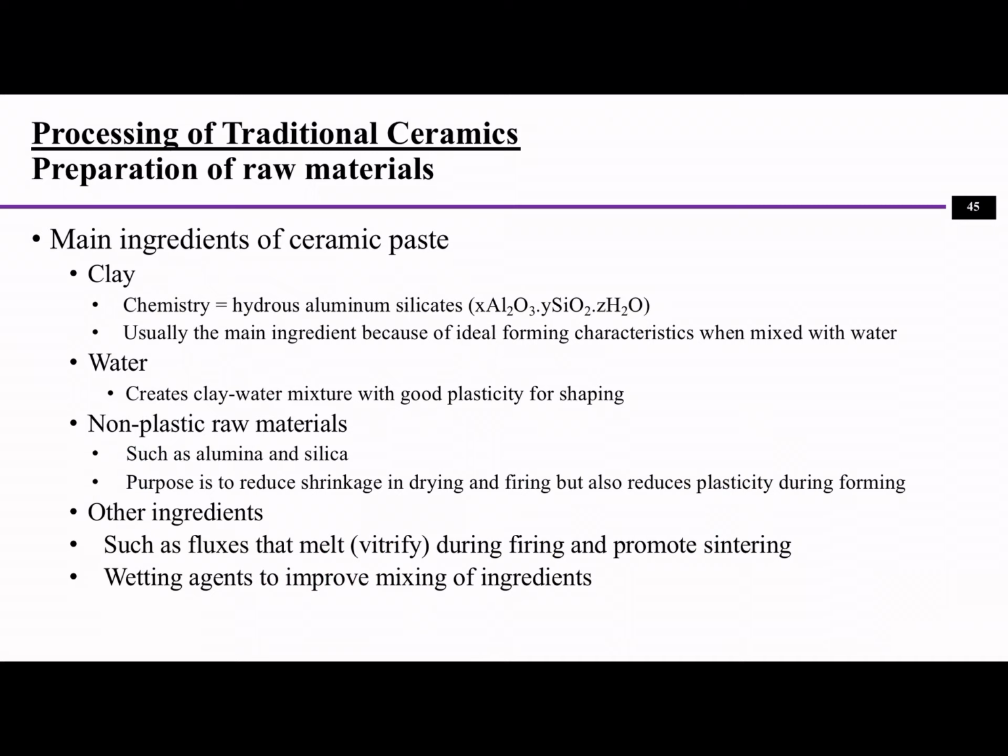For the clay, you can see this chemical formula. Usually that's hydrous aluminum silicate, and also some non-plastic raw materials. It can be alumina or silica. The purpose of adding non-plastic raw material is to reduce the shrinkage in drying and firing, but it also reduces plasticity during forming.